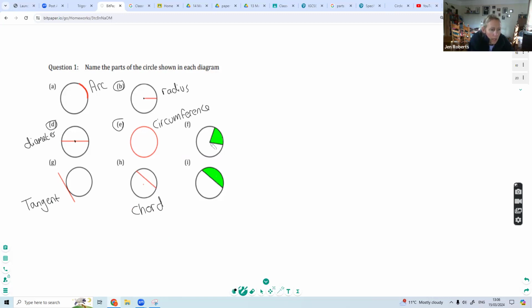And here, it's like a slice of pizza. See, it's going from the centre. It's called a sector. It's like the area of a pizza slice or a bit of pie. Imagine cutting it through the centre. And here, you see we've got an area which is cut off by a chord. That's called a segment.